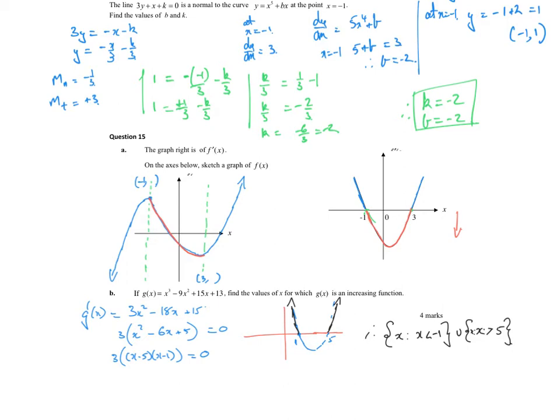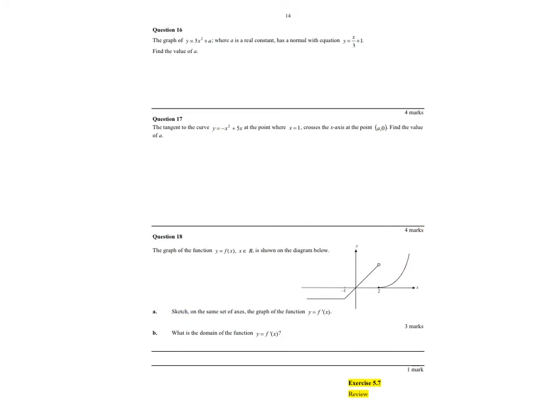All right, the graph of y equals 3x squared plus a has a normal with that equation. Find the value of a. So again, it's similar to one we did earlier, isn't it? So the gradient of the normal is 1/3. Therefore, the gradient of the tangent is equal to -3.